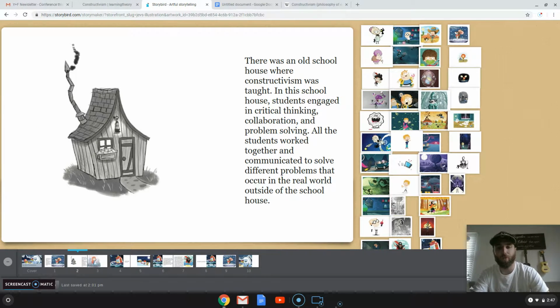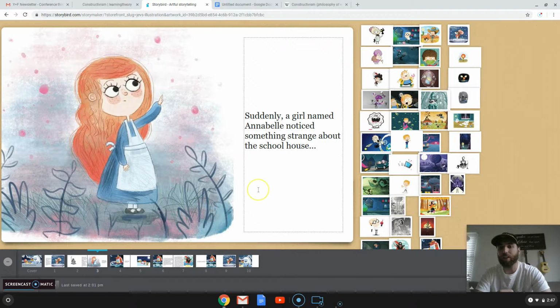He says, "There was an old schoolhouse where constructivism was taught. In this schoolhouse, students engaged in critical thinking, collaboration, and problem solving. All the students worked together and communicated to solve different problems that occur in the real world outside of the schoolhouse." And that's really what constructivism is all about, right? It's matching what you're learning conceptually with real life experiences to connect those learning processes together and make it very vivid to the learner.